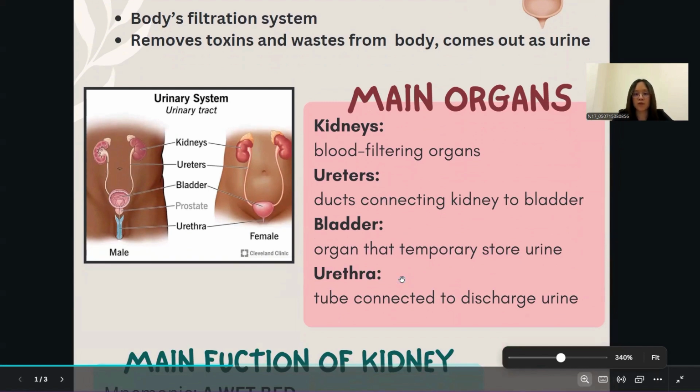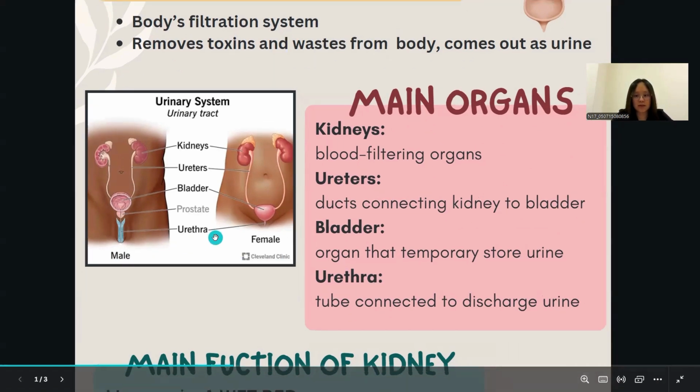So kidney is the blood filtering organ. Ureter is actually a duct which connects kidney and bladder. And bladder is an organ that will temporarily store urine. And lastly, urethra is a tube connected to discharge the urine.